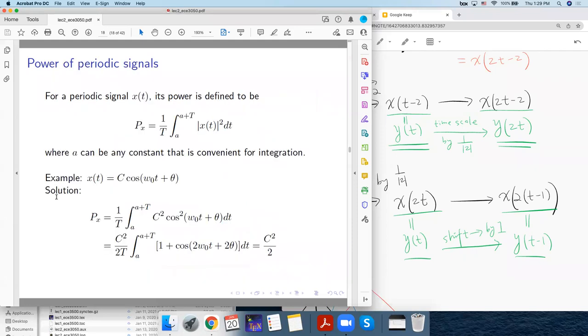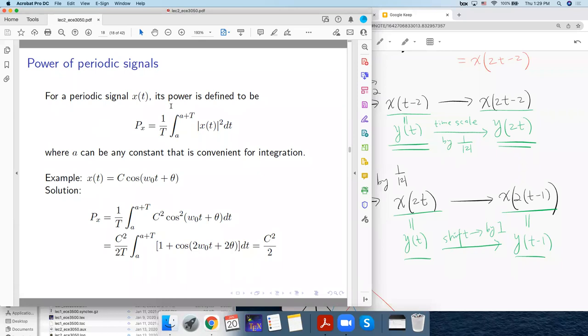And for periodic signals, it will be easier to calculate the power. So instead of doing that limit definition, we introduce the definition of power by looking at the limit of the average energy. Now, because the signal is periodic, meaning that the signal is always a copy of itself within every period, we can only look at the power within one period.